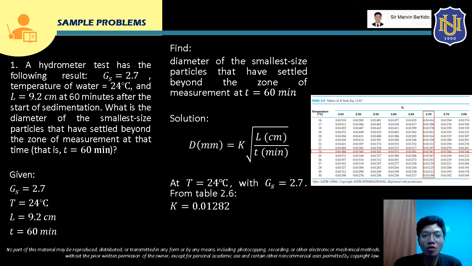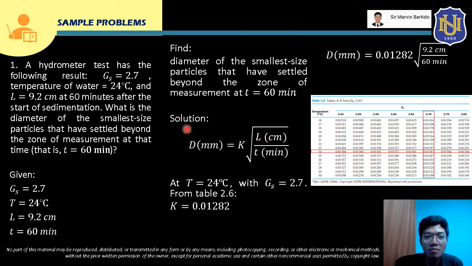No? So, given na siya, yan na mismo yung gagamitin natin. And then, yung time natin, class, is 60 minutes. Okay. So, substitute lang natin yung mga values natin dito, class. So, this is 0.01282 para sa K, and then square root of L. Yung L natin should be in centimeter, ha? 9.2 centimeter. And then, yung time natin is 60 minutes.